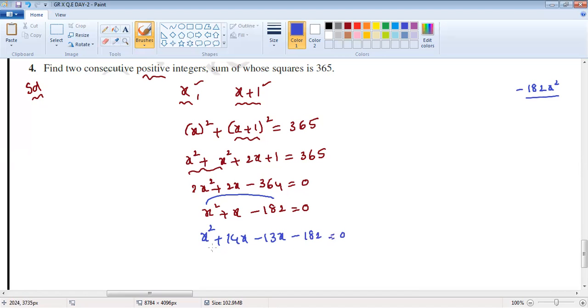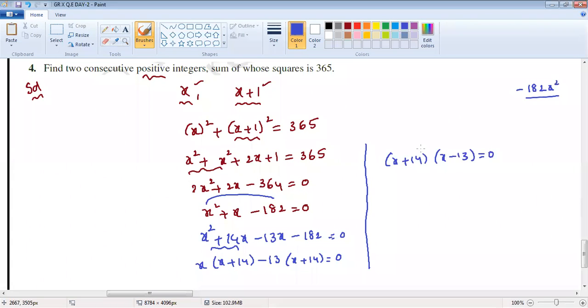Then in these two terms, starting with x you can take it out. x into x plus 14, and again minus 13 if you take it, x plus 14. So then we can write (x plus 14) into (x minus 13) is equal to 0. So then what can we write? Either x plus 14 is equal to 0 or x minus 13 is equal to 0.